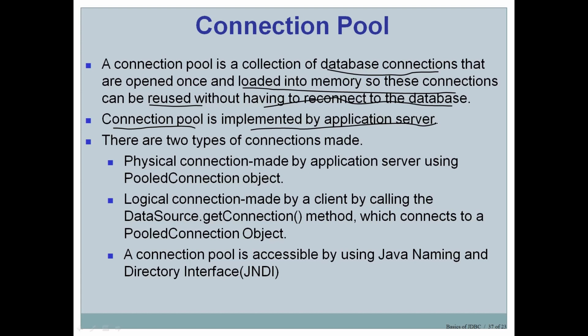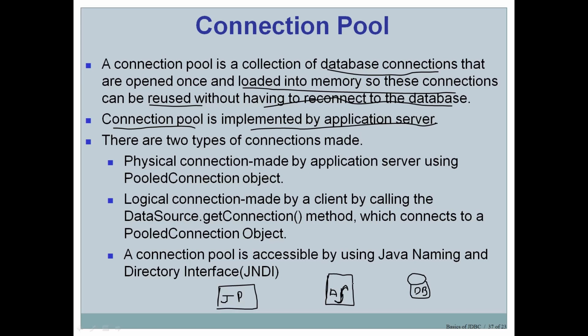Connection pool is implemented by the application server. So there has to be a separate application server. You can consider it like this. We have our Java program, and there is a backend database. So this is our database, and in between we have the application server. This is the application server. Okay.